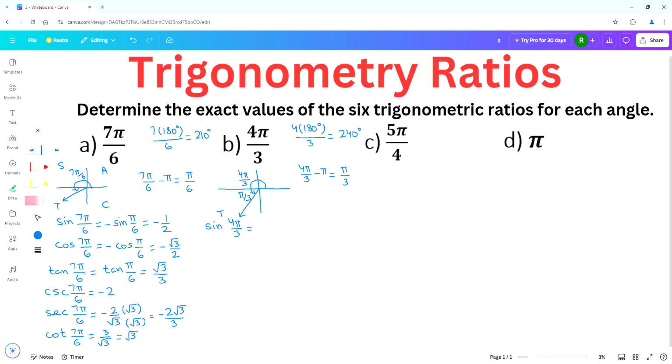Sine is negative in quadrant 3. Sine of pi over 3 is equal to square root of 3 over 2. The final answer is negative square root of 3 over 2. Now we can find the value of cos ratio.